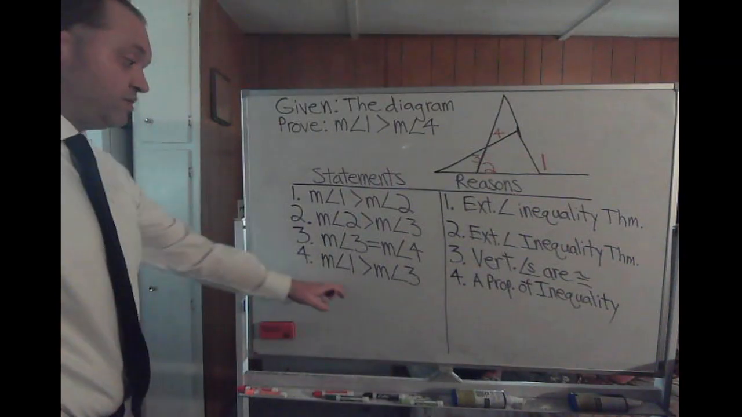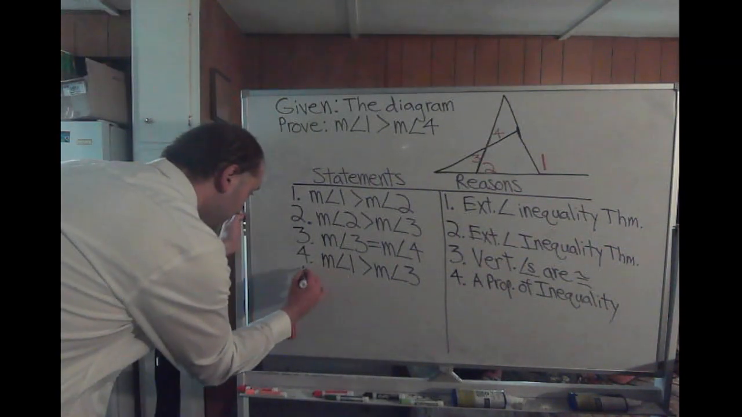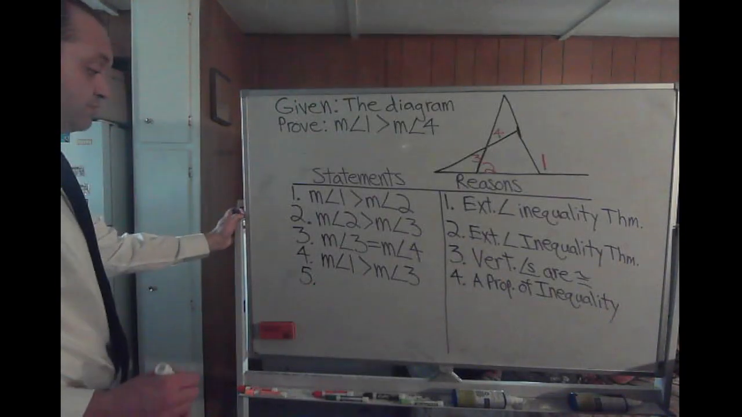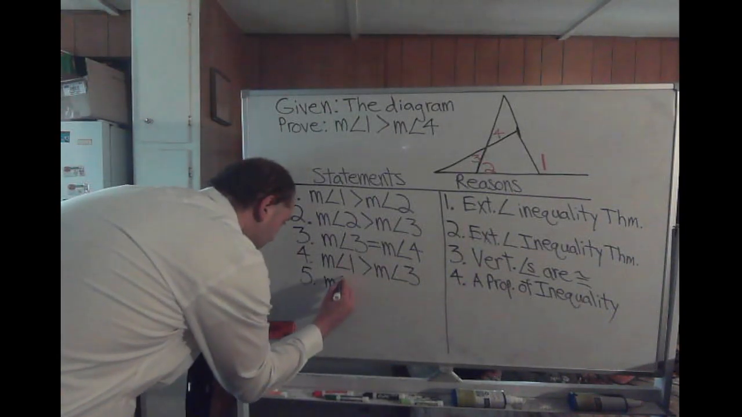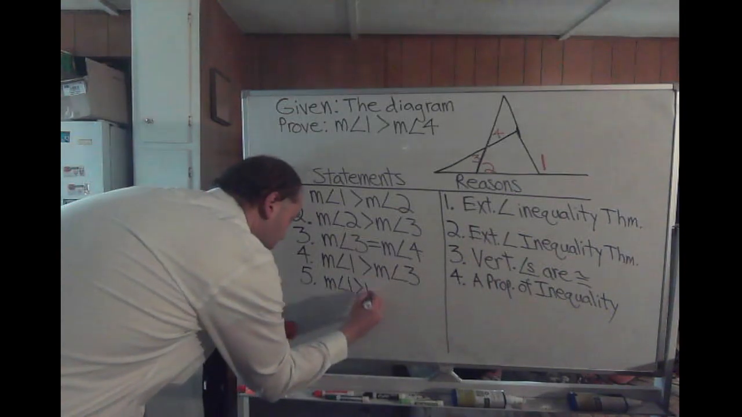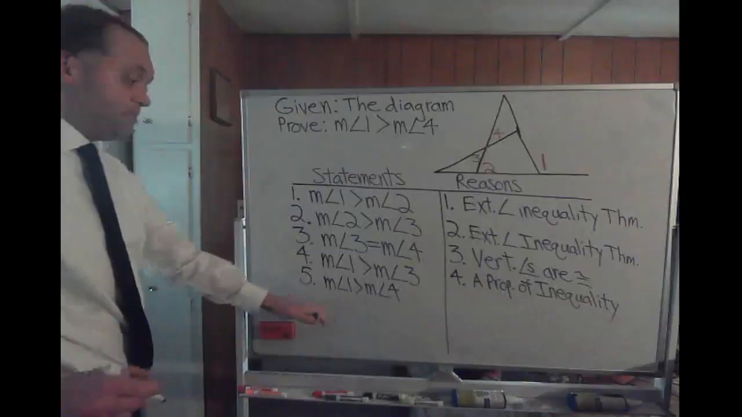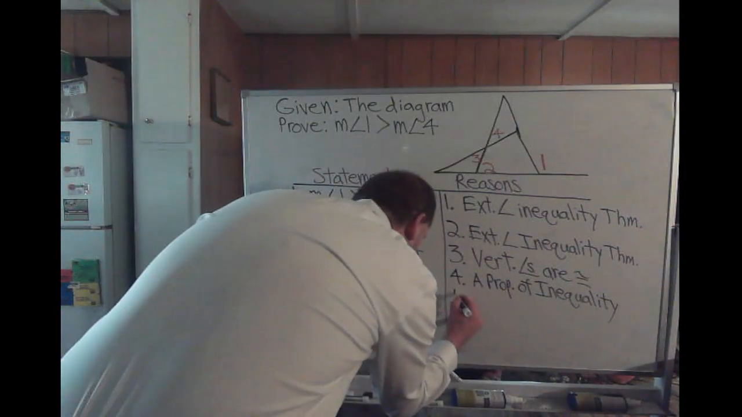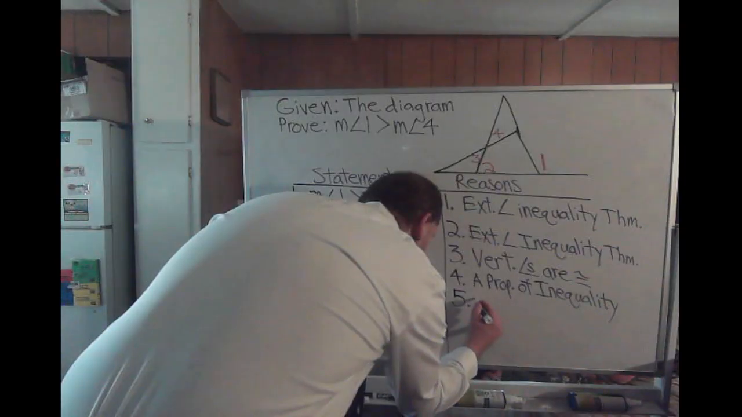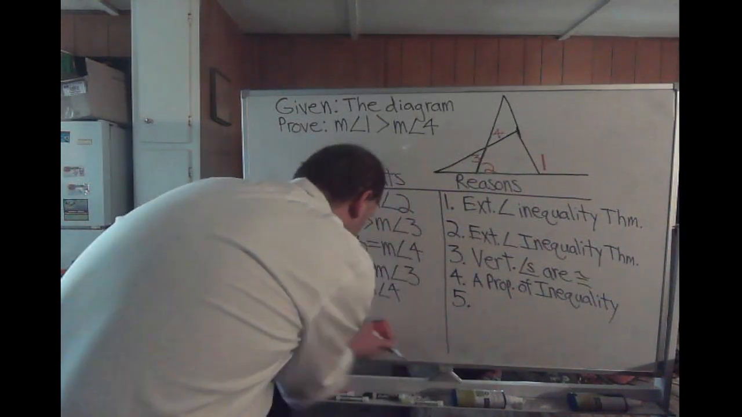And then if the measure of angle 1 is greater than the measure of angle 3, well, step 5, we can now jump to the measure of angle 1 is greater than the measure of angle 4 by simple substitution. By the substitution property, we can now say the measure of angle 1 is greater than the measure of angle 4. Whoops, I don't need to write the statement, I need to write the reason.